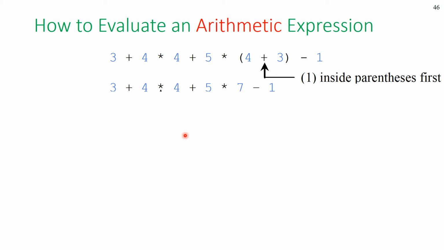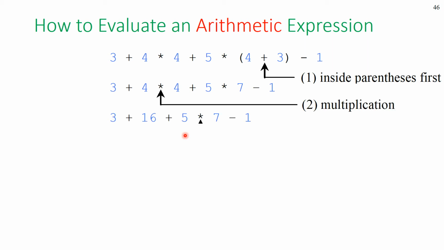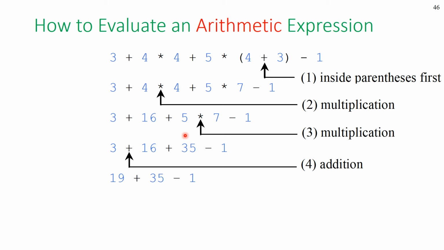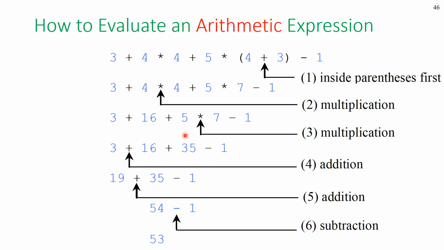Then you are left with a bunch of addition, multiplication. You are going to take care of the multiplication first, and you're going to go left to right. So 4 times 4, 16. Then 5 times 7, 35. Now you are left only with addition and subtraction. Well, they're kind of at the same level of priority, so I just tackle them left to right, and here we go. 19 plus 35, 54 minus 1. And there we go. That's K12 arithmetic.